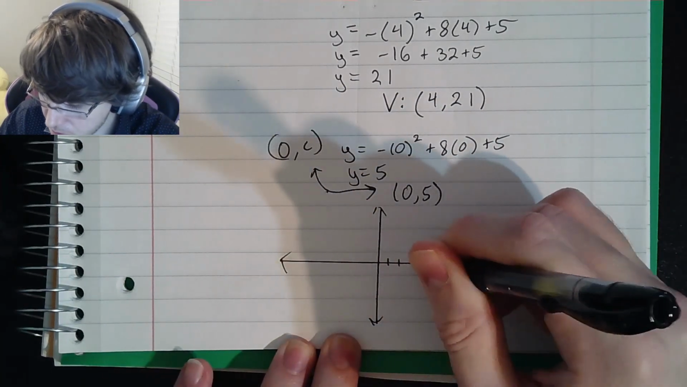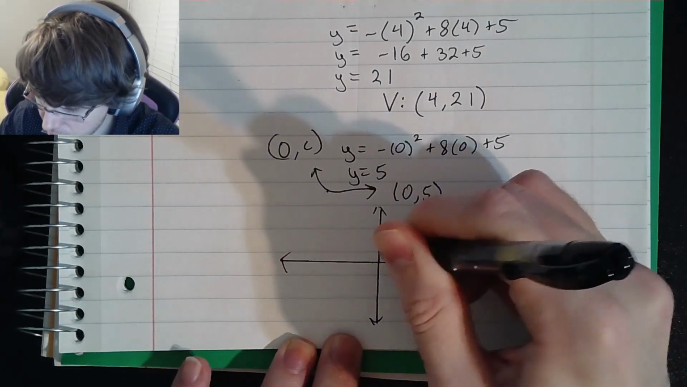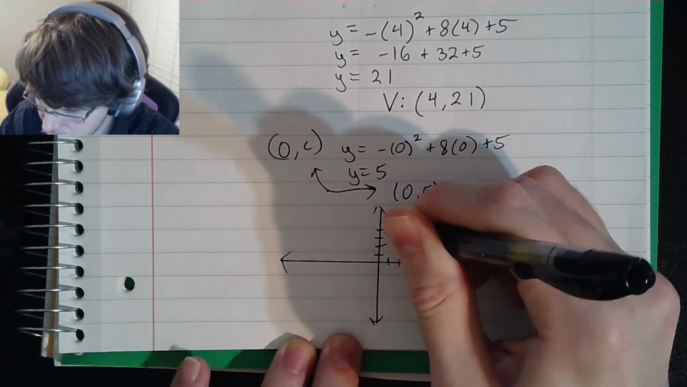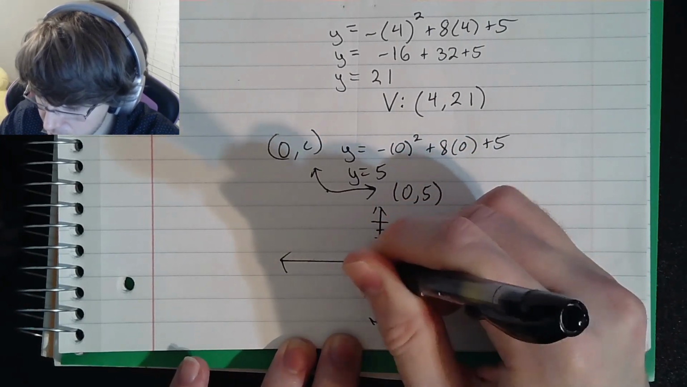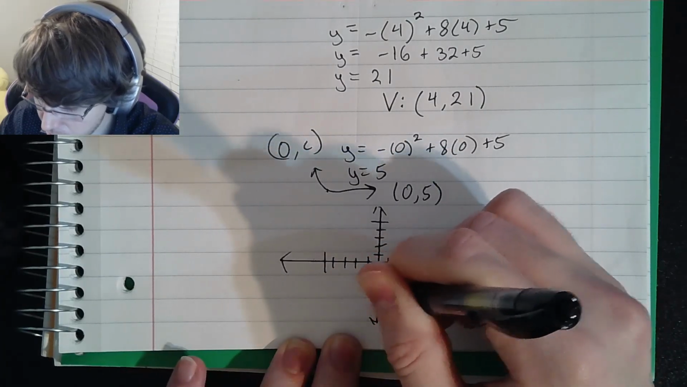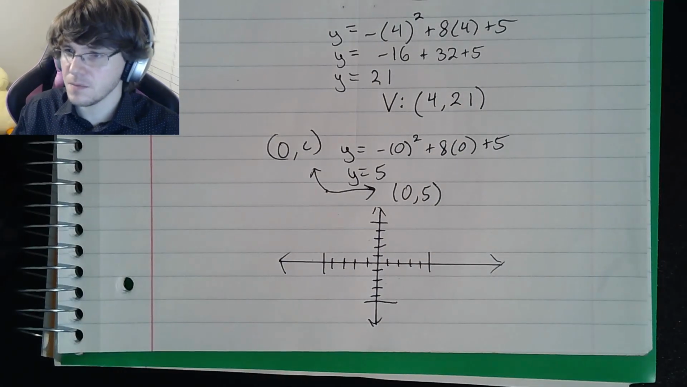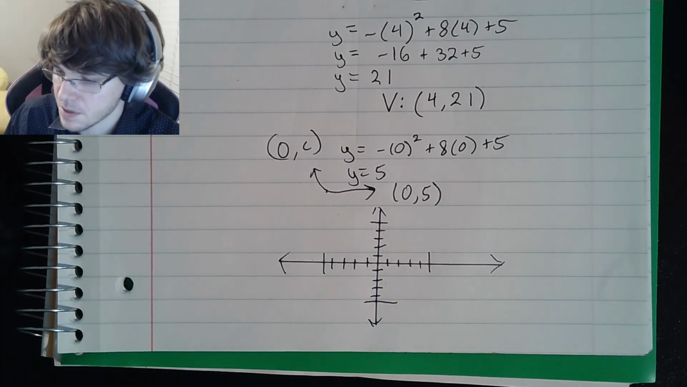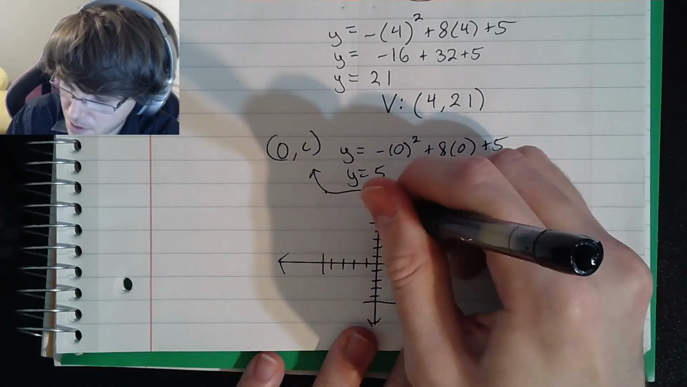1, 2, 3, 4, 5. Okay. So this is going to be our x. This is going to be our y.